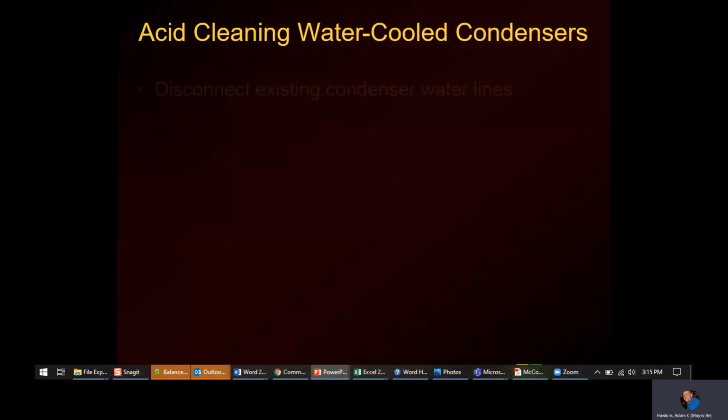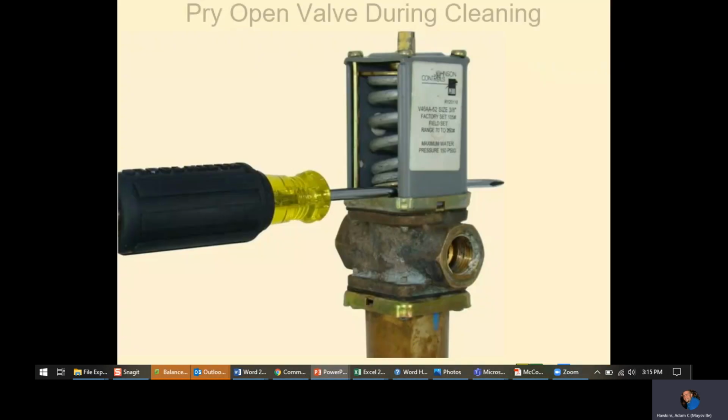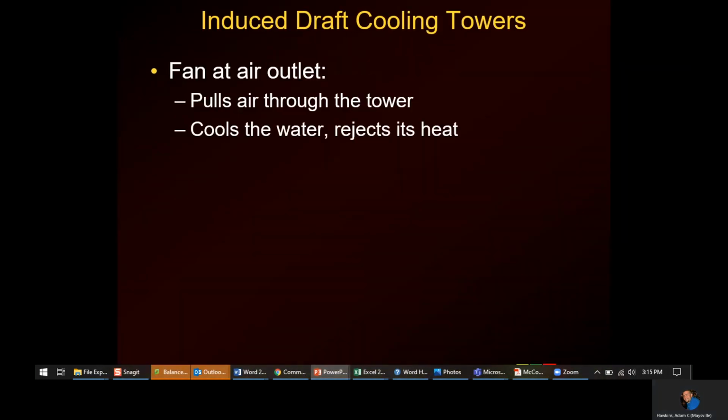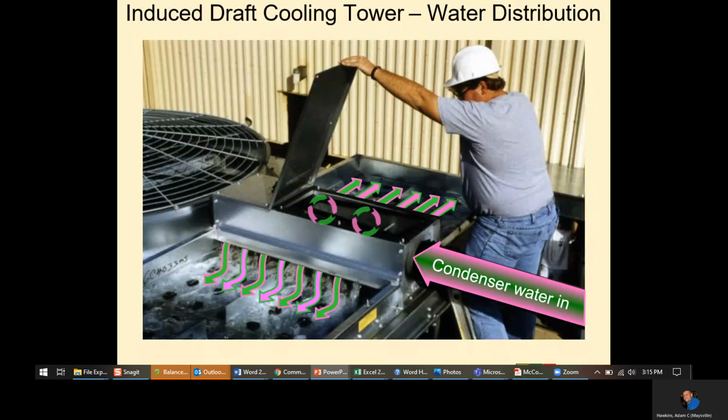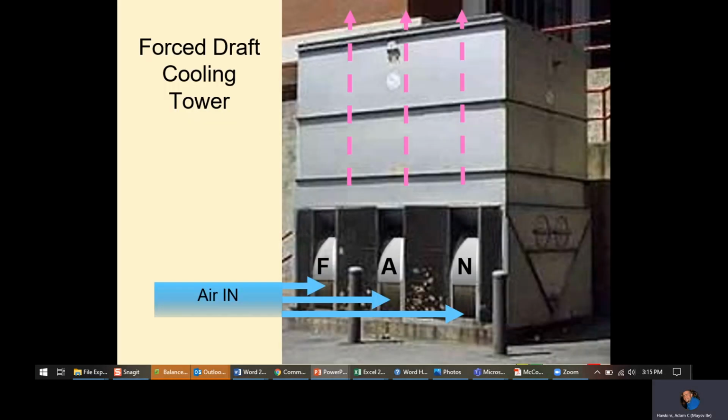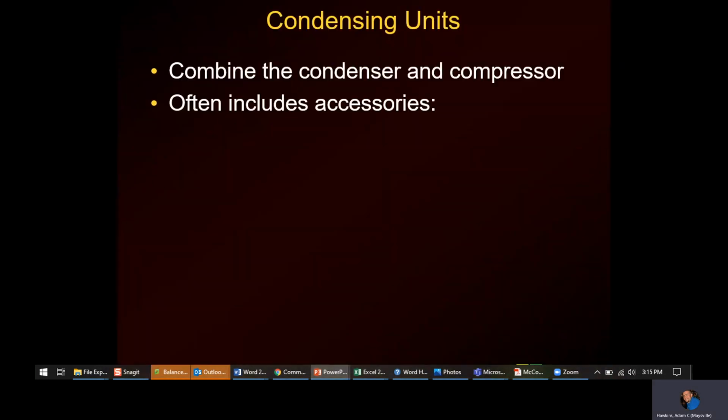So I'm going to skim through a lot of this. I think we're about done with that.